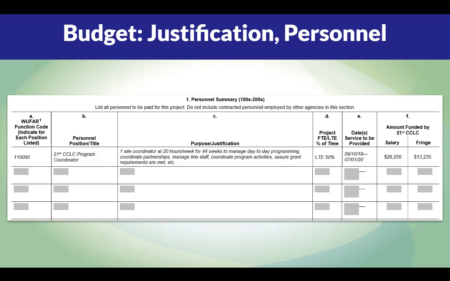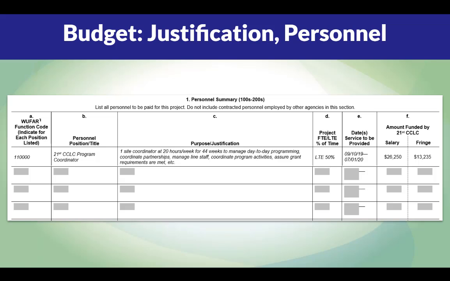The items on the budget justification pages provide specific information regarding expenditures, and it is broken down into 5 areas. To complete the budget justification, you will need to list and identify your purchases in the appropriate area. Note that the first row in each area has been completed for you as an example. In the first area, the personnel summary, list all personnel to be paid for this project. Do not include contracted personnel employed by other agencies in this section. Contracted personnel employed by other agencies should be included in the next area, the purchase services summary.